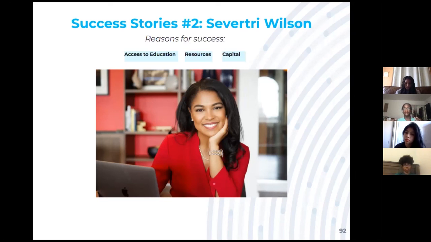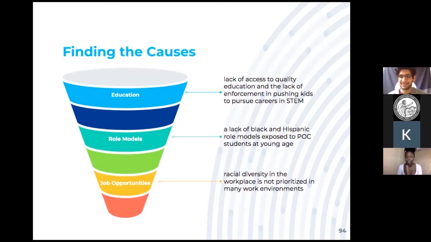So those are things that we can consider when we talk about solutions, specifically in technology. How do we get these Black and Hispanic kids to end up being like Wilson or Nelson? Lack of access to quality education and the lack of encouragement pushing kids to pursue careers in STEM obviously presents itself as one factor that causes these racial disparities. We have to be able to give those kids the opportunity and the education required, like Justin and Chandler talked about, to help build the success within STEM.